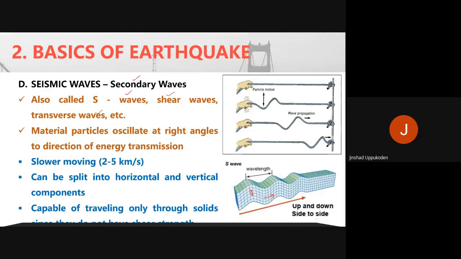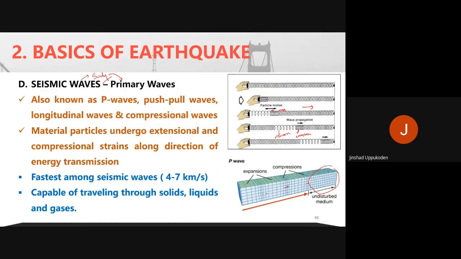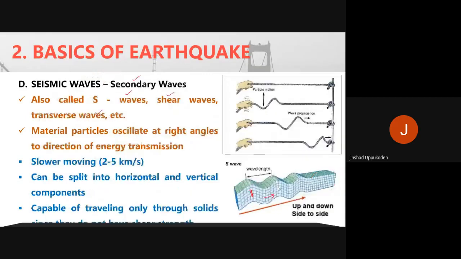Okay, the material particles as such oscillate perpendicular to the direction of the wave. Here, on the other hand, they oscillate in the direction of the propagation of the wave, but here they oscillate perpendicular to the direction of the propagation of the wave. They are comparatively slower compared to the P waves.